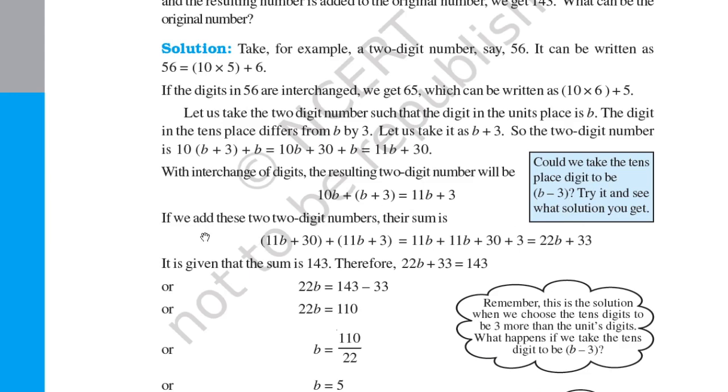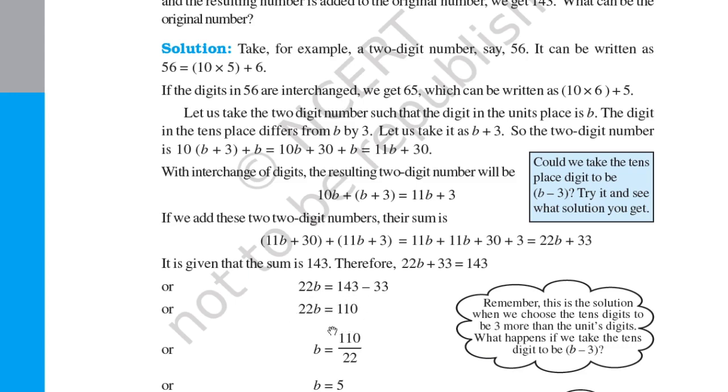So if we add these two-digit numbers, their sum will be 11b plus 30 plus 11b plus 3, which is 11b plus 11b plus 30 plus 3, equal to 22b plus 33. It is given that the sum is 143, so you will equate this with 143. So 22b plus 33 is equal to 143. So 22b is equal to 143 minus 33, so it will become 110. So 22b is equal to 110.